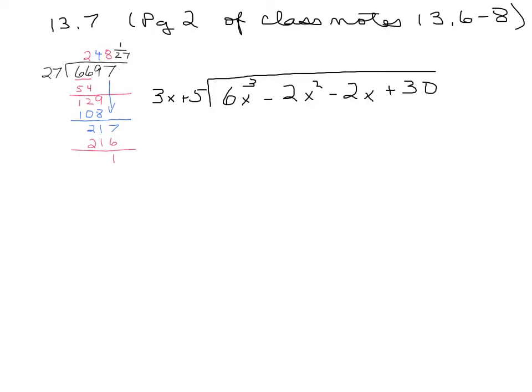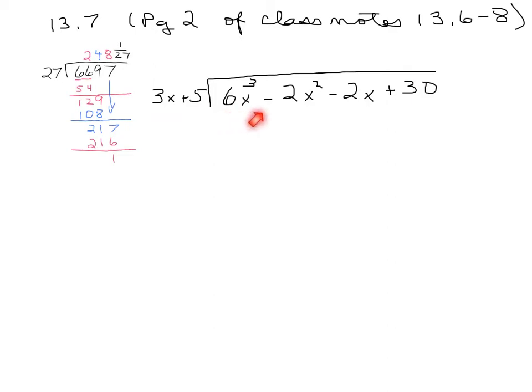Now let's turn to page 3 of our class notes, and in the first example, letter A, we have 6x cubed minus 2x squared minus 2x plus 30 divided by 3x plus 5. Then we rewrite that using the division sign as it's shown, so that our dividend is under the division sign and our divisor is on the outside. We're going to follow the same steps for division.